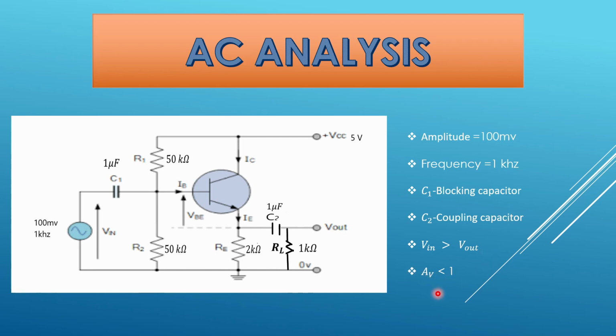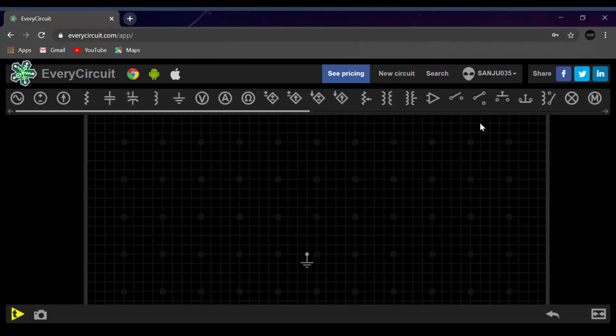So as we now saw our calculations about DC and AC analysis, let's go into everycircuit.com and start simulating the values and check if both values are correct. So let's go. So here we are in everycircuit.com.